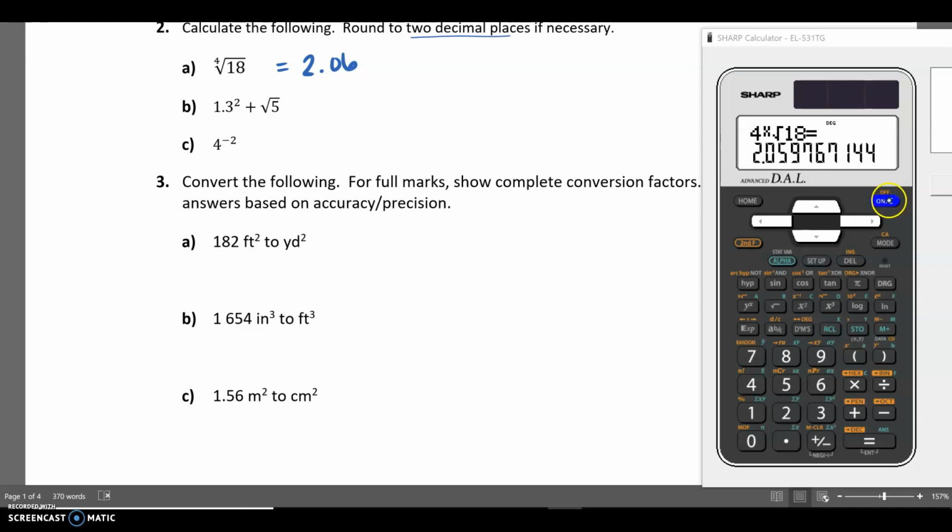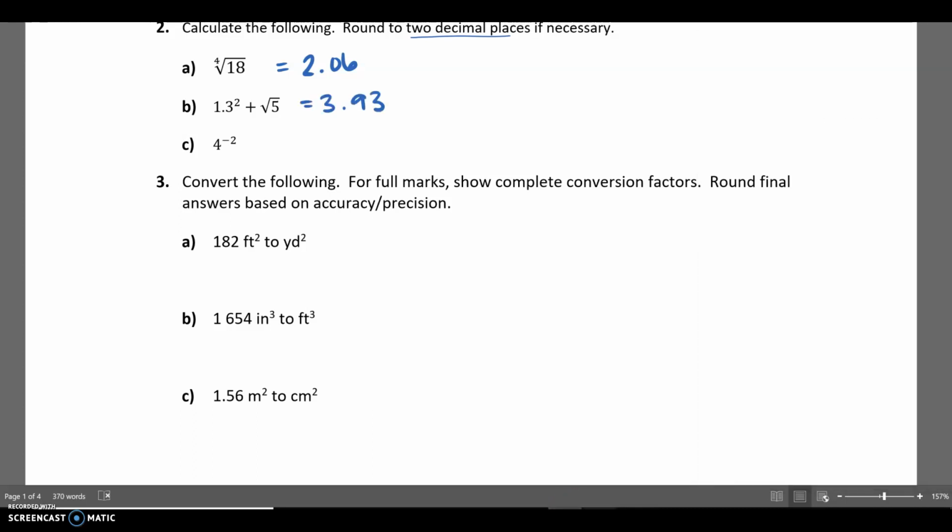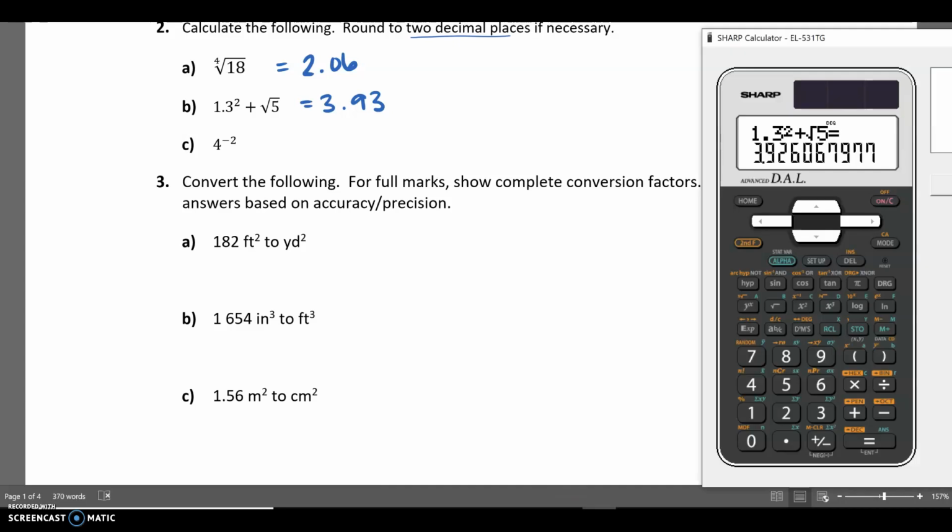We can do the next question on the calculator. I'll clear this out. We want 1.3 squared plus the square root of 5. We get 3.92606, so rounded to 2 decimal places, this will be 3.93. So our second question rounded answer is 3.93. We'll do our last example, clear the calculator, 4 to the power of negative 2. So I can use my y to the x key to put any exponent I like, negative 2. 0.0625 to 2 decimal places is 0.06.